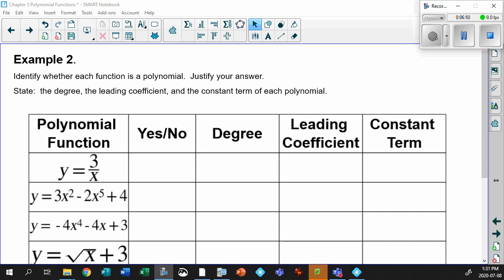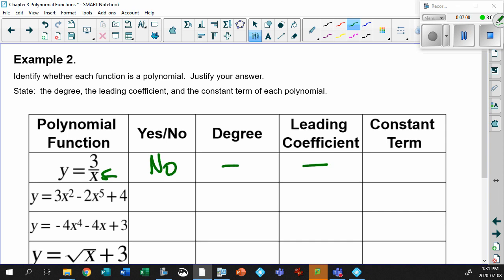Now that you know everything about polynomials, you tell me a few things about them. Okay, number one, tell me whether or not it is an actual polynomial. Well, take a look at this one. X is on the bottom. Guess what? No way. No, that's not a polynomial. So we don't care about the rest of the stuff. That's not a polynomial. Don't go there.